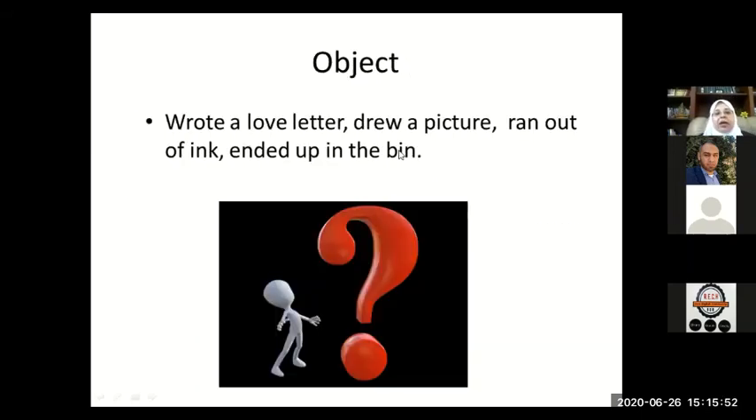Okay, now I will pick an object that you know nothing about, and I will give you some sentences in the past, and you have to guess which object this is. For example, this activity is to practice the past simple tense, but it is fun as well. I will tell you that this object wrote a love letter, drew a picture, ran out of ink, and ended up in the bin. So what do you think I'm talking about? Pen, Eman, yes, very good.